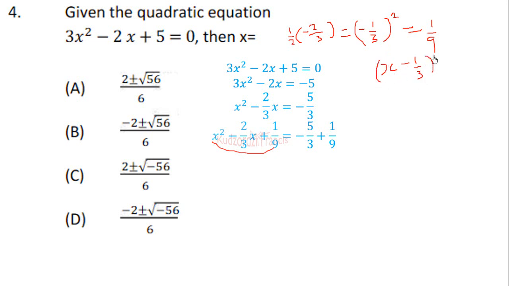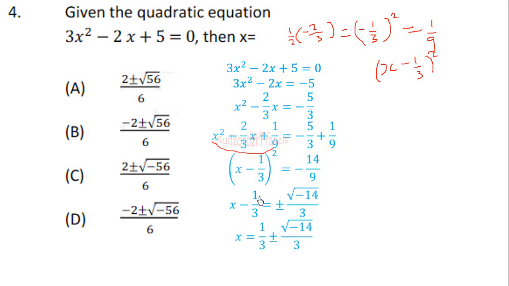X minus 1 on 3 all squared will give us this over here. So when we expand this, we get this. So it means when we factor this, we have to obtain this. Then we simplify the right hand side to get negative 14 over 9. Now the next thing we do is to take the positive plus or minus square root of both sides. So we now add both sides by 1 over 3 to get this.